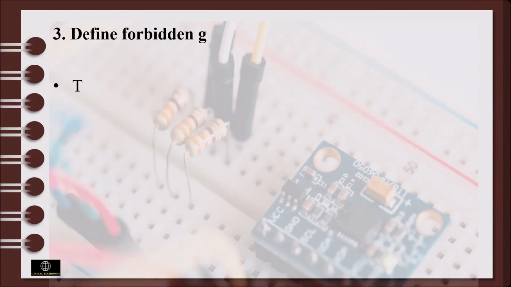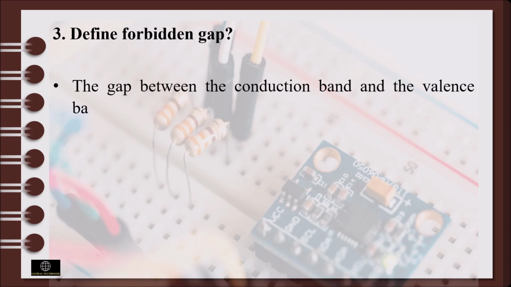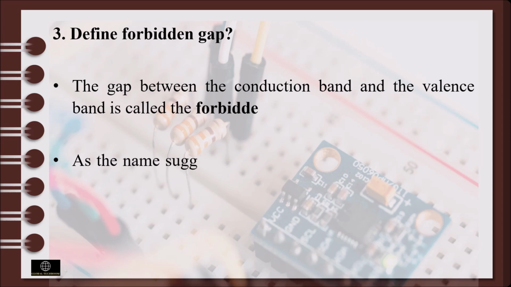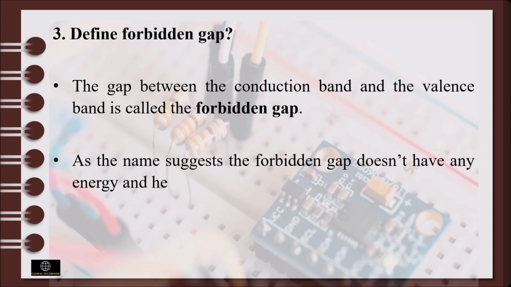Define forbidden gap. The gap between the conduction band and the valence band is called the forbidden gap. As the name says, the forbidden gap does not have any energy and hence no electrons stay in this band.